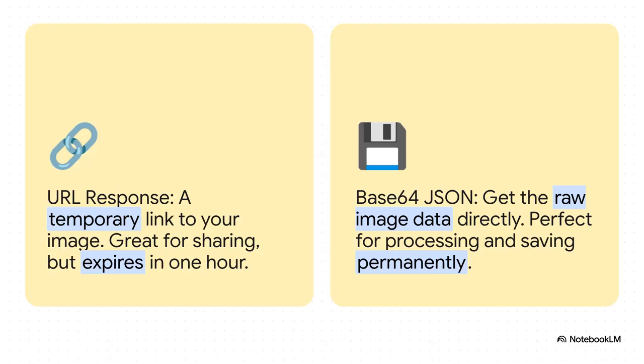Now, once the image is made, you've got a really important choice. How do you get it back? You can go for a temporary URL, which is great for, say, quick sharing. Just remember it expires in an hour. Or, and this is for when you want more control, you can ask for the raw image data as base64 JSON. That gives you a permanent file that you can save and mess with right inside your own app.